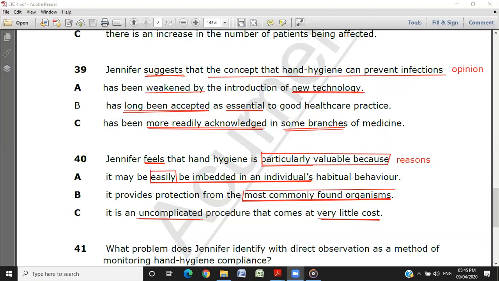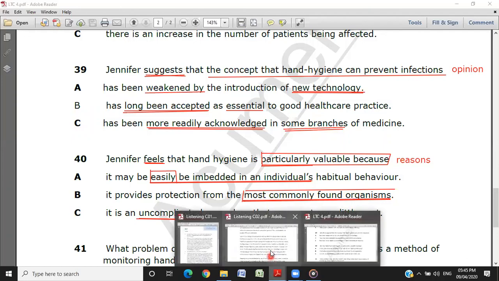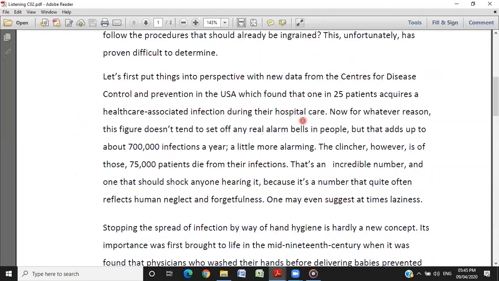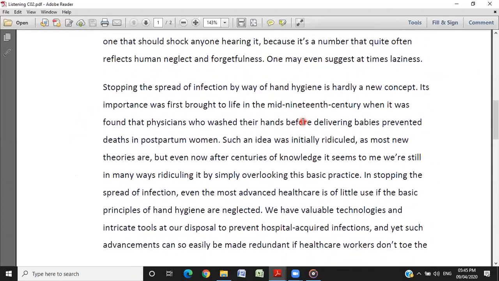Okay, so I can see a lot of you have got confused in C here. A lot of you have chosen C as the correct answer. But was there any comparison? Let me bring in the transcript. There was no comparison as such.